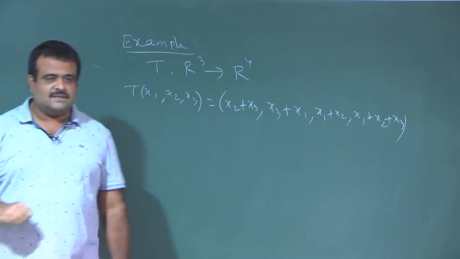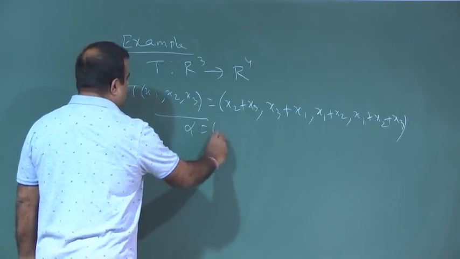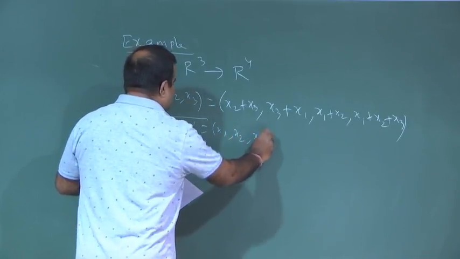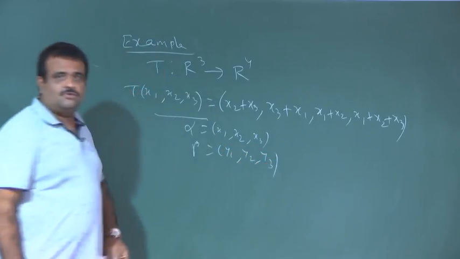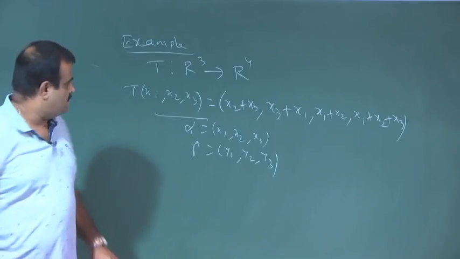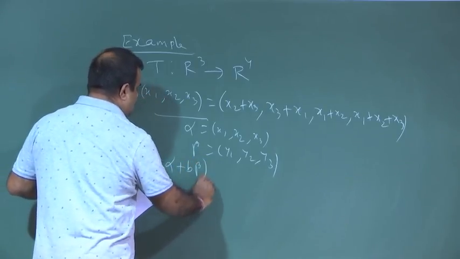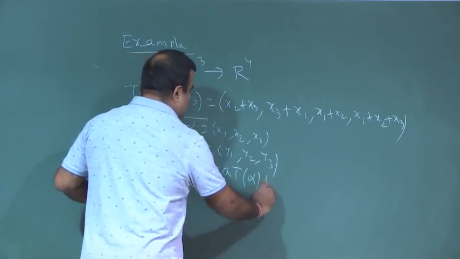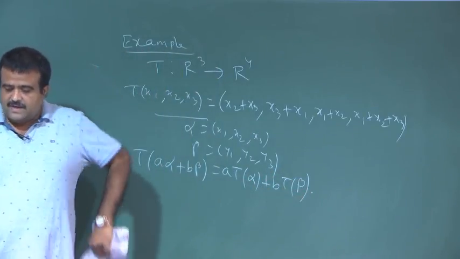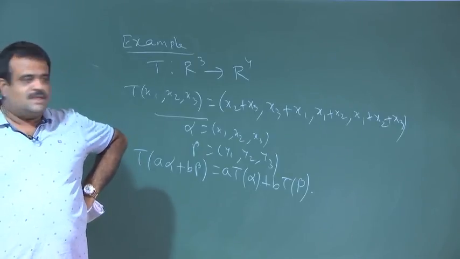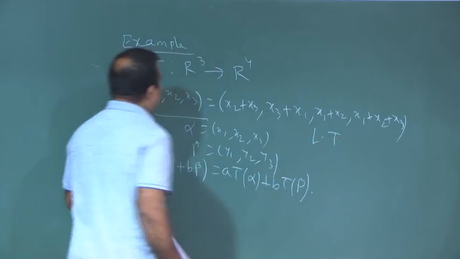Now, I leave it as an exercise to you to show this is a linear transformation. Basically, we need to take two vectors, alpha equal to x1, x2, x3 and beta equal to y1, y2, y3. Then we need to show that T of a alpha plus b beta is equal to a T of alpha plus b T of beta, for any two real numbers a, b. If we can show this, then we are done. This I leave as an exercise. So, this is a linear transformation from R^3 to R^4.